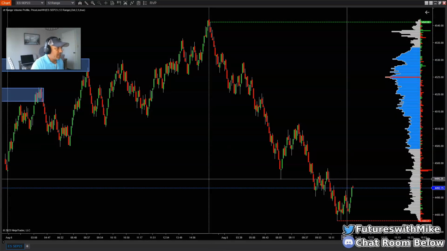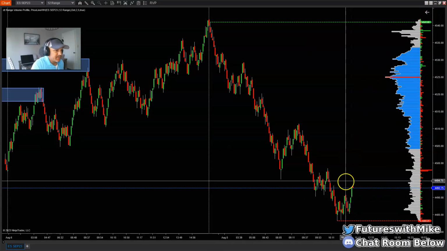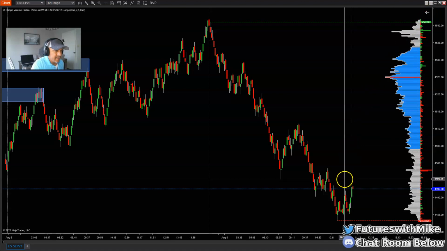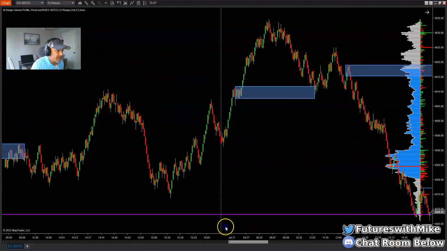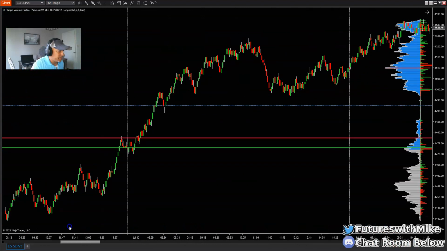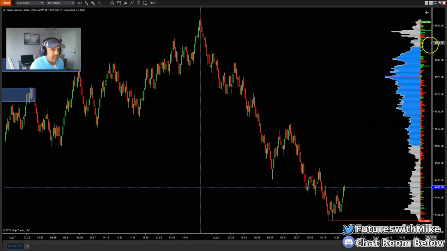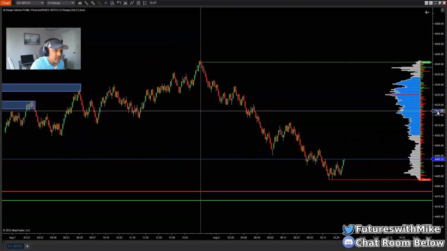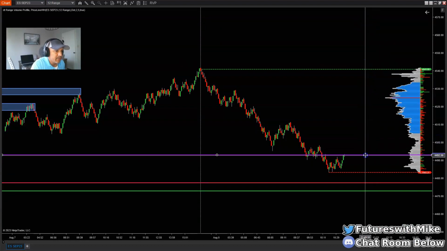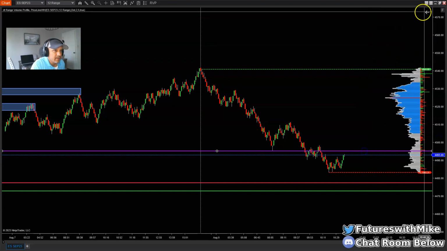So I'd be interested in seeing what happens once price gets back up to, say, 44.95. Okay, and get a pullback, possibly continue with a continuation to the downside. I'm going to grab this purple line from up here, put it right here.